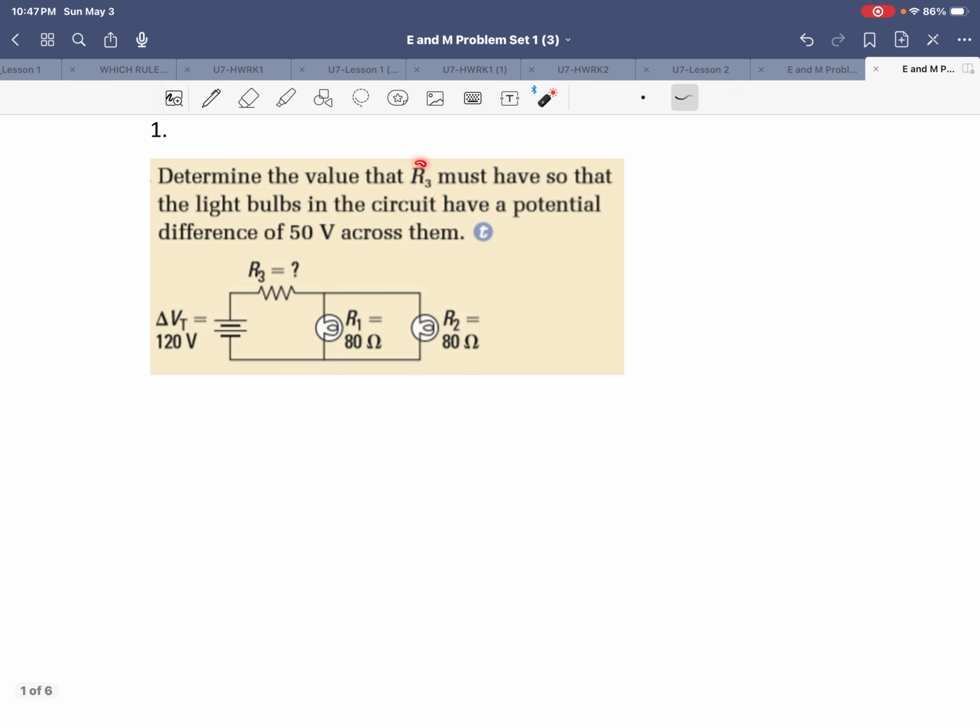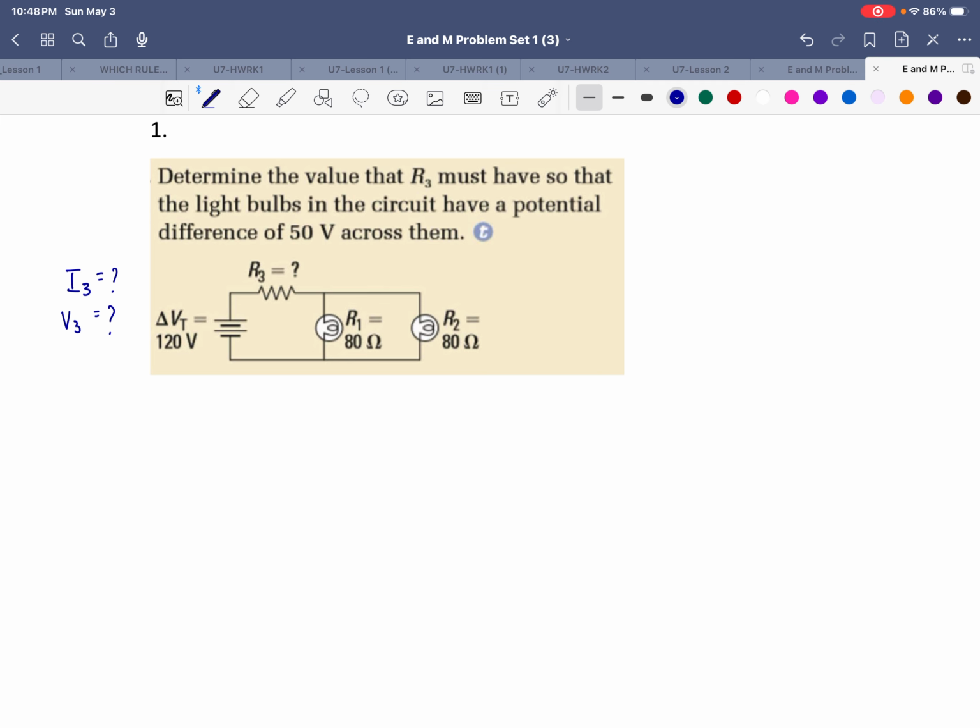So we have to find the resistance of R3 so that the light bulbs will have a potential difference of 50 volts across them. So in order to find the resistance in R3, we need to know what current and what potential difference there is for R3. Now we need the current in R3, we need the potential difference in R3. Now remember that since R3 will be in series with R12, then the current in R3 will be the same as the current in R12. So we need to find that out first.